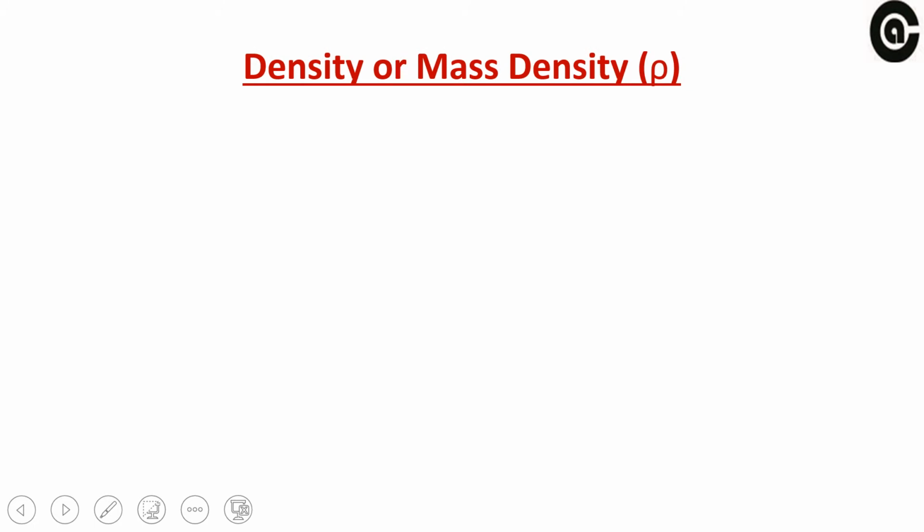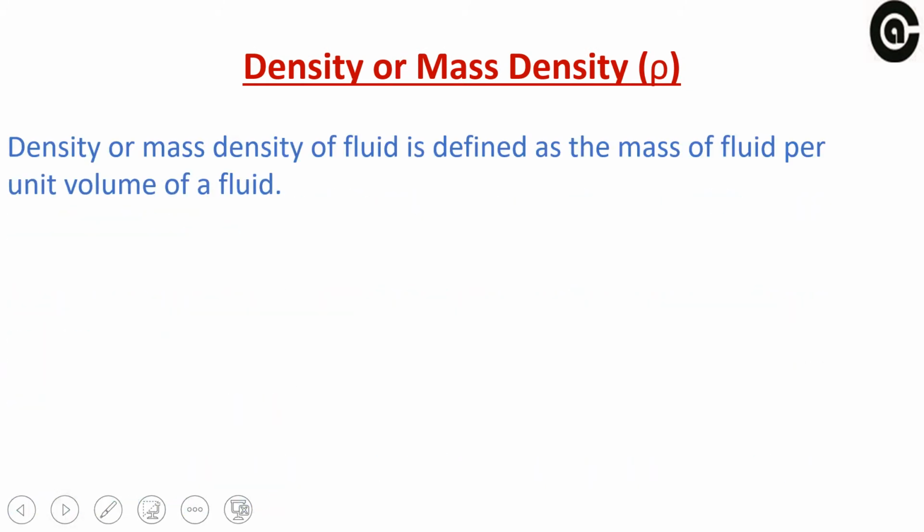Density or mass density. Density or mass density basically refers to the mass of fluid per unit volume of a fluid. The mass contained in a unit volume of a fluid is known as density or mass density. It is represented by the Greek symbol rho.